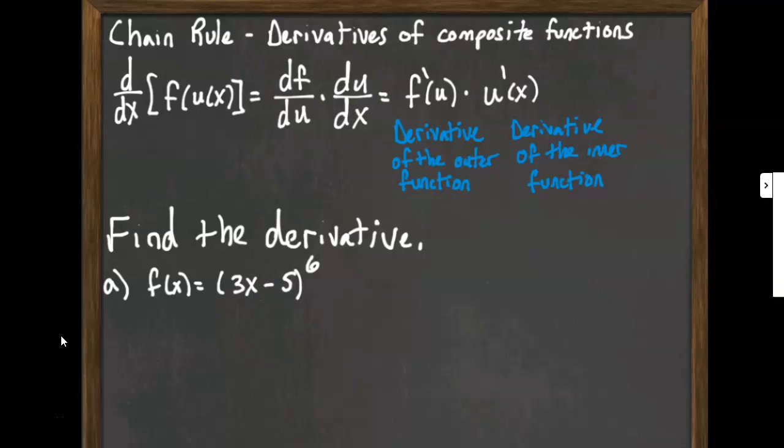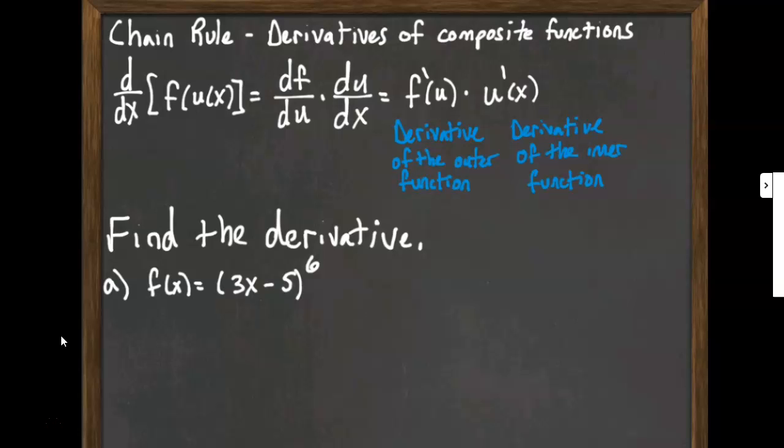Now, we could take 3x minus 5 times itself 6 times and multiply all that out and eventually simplify it, and then take the derivative of that big old massive thing to get the answer. And our answer would be correct, although it may not be marked correct by a lot of computers or even people sometimes. But it's going to be a huge mess.